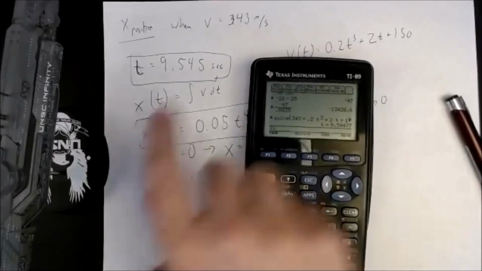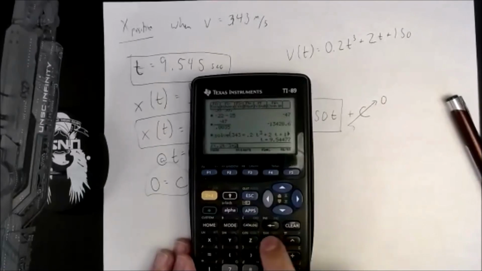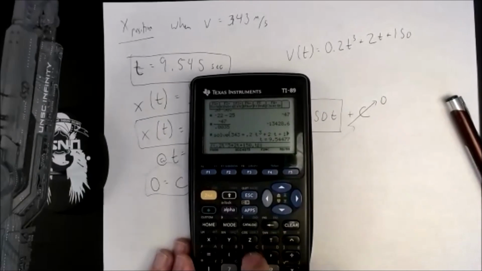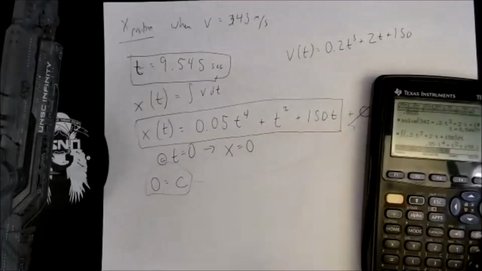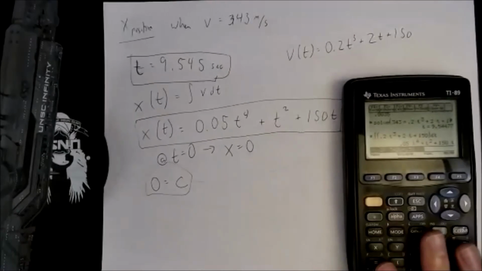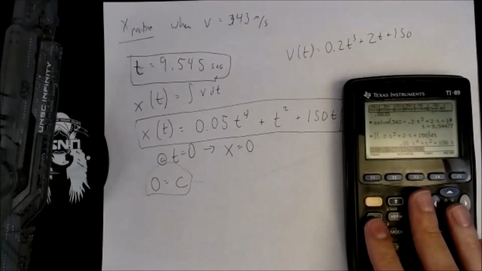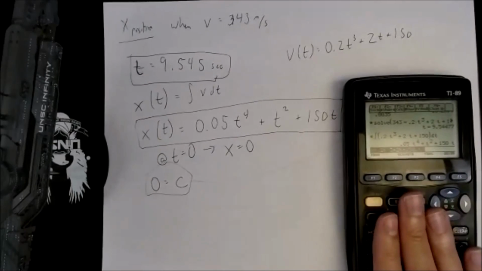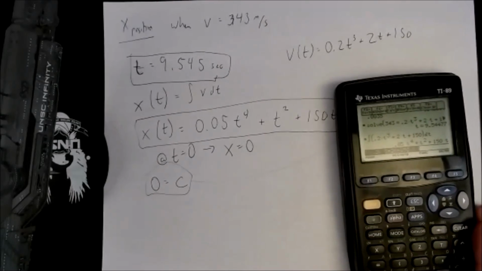And I can type in 0.2t cubed plus 2t plus 150, and then comma. I'm integrating with respect to t, so I hit t, and I let it solve it for me, and it gets exactly what we said. I love this kind of calculator. I think it's worth the $150 to buy a calculator like this. As I said, I've had this calculator since 1999, so it'll last you quite some time if you take care of it.